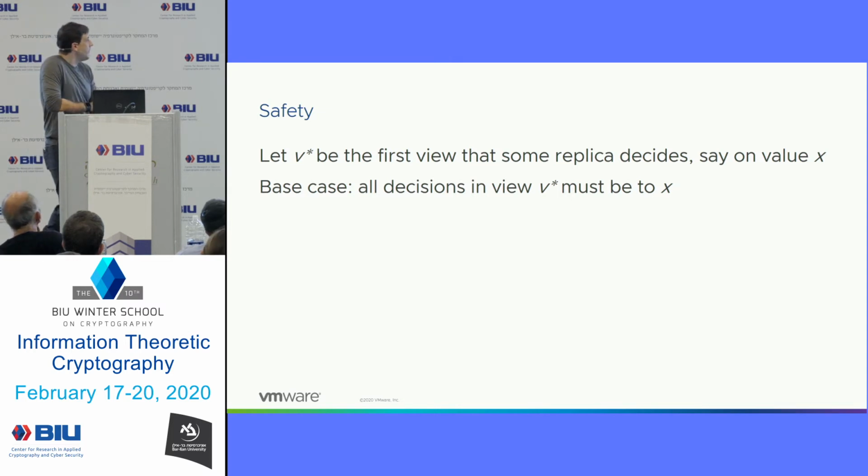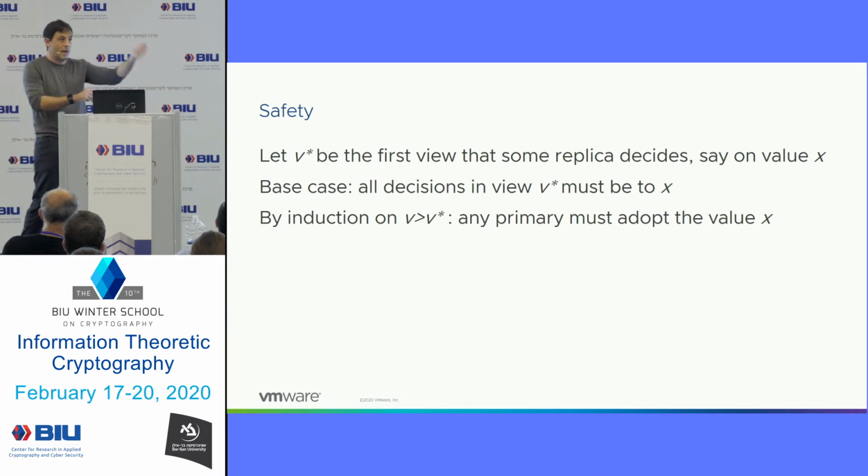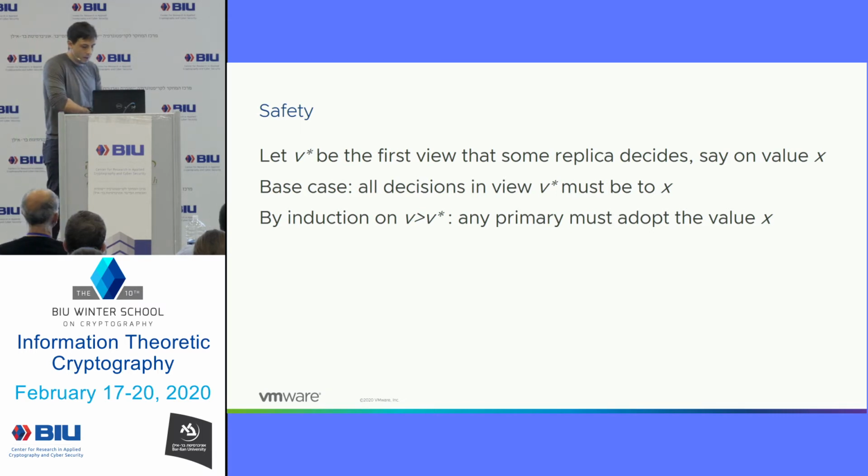Obviously, in the same view, it must be x because we don't have a Byzantine adversary. So we're going to have to deal with that in the next proof. But what we're going to show is that any primary that adopts a value in a view v that's larger than v star, right? V star is the one where somebody first decided, must adopt the value x. Okay, so basically any primary that comes after v star, when it does a view change, will have to choose the value x.